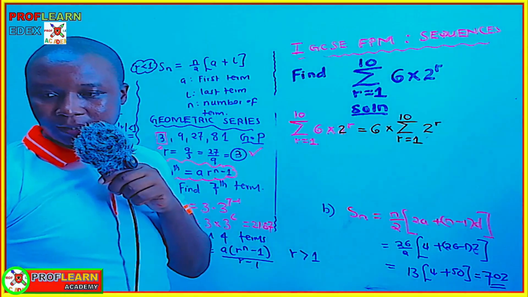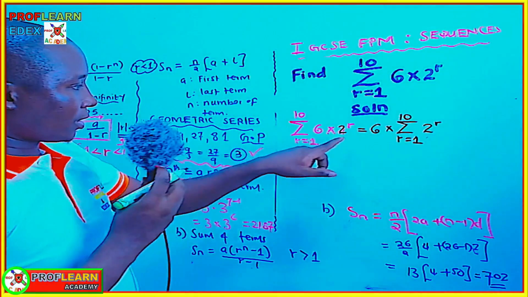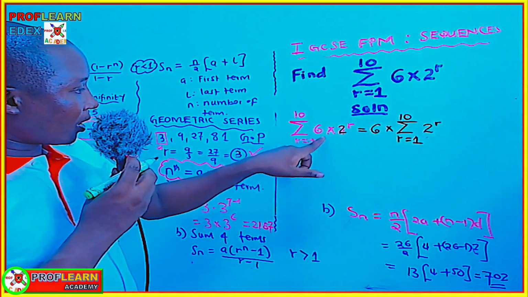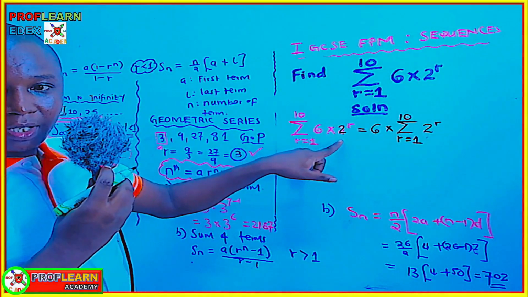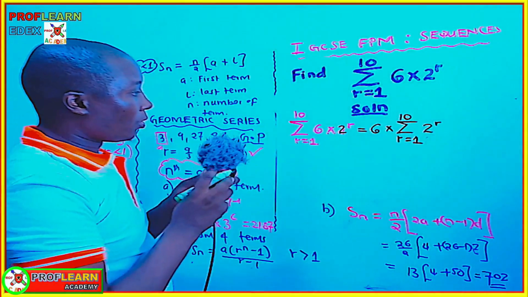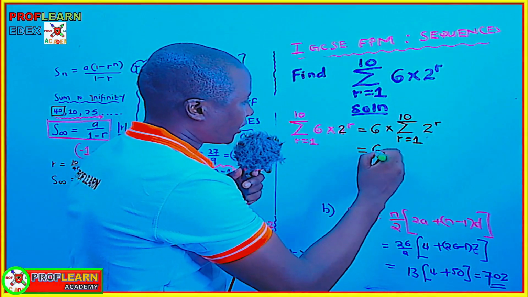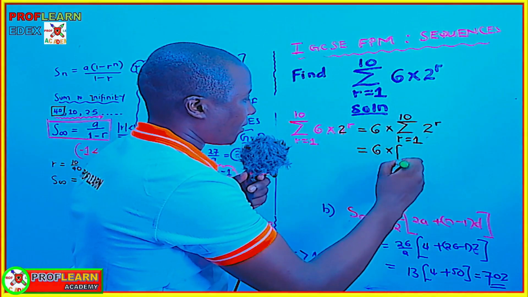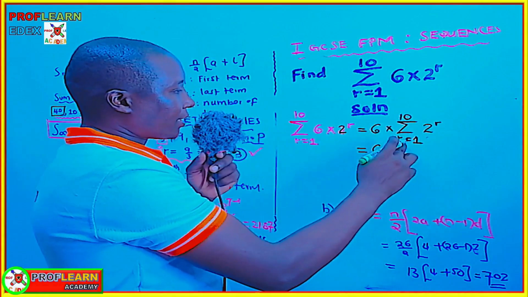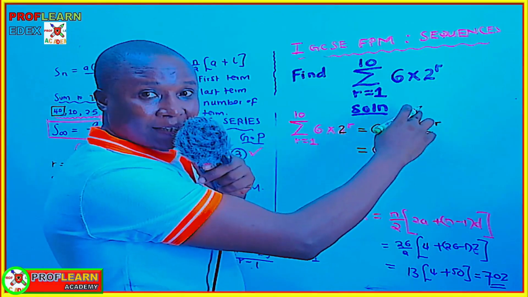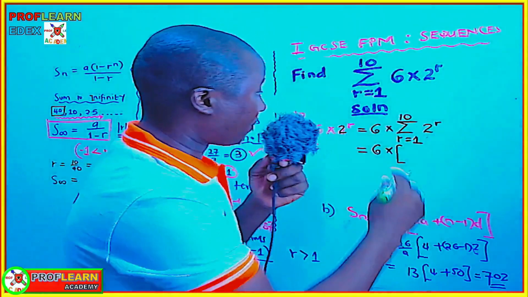We can write it like that because this 6 is not affected by the value of r that we have at this given point. So we can now say this can be written as 6 times into bracket, the summation of r equals 1 all the way to 10. What does it mean? Let us interpret that summation.